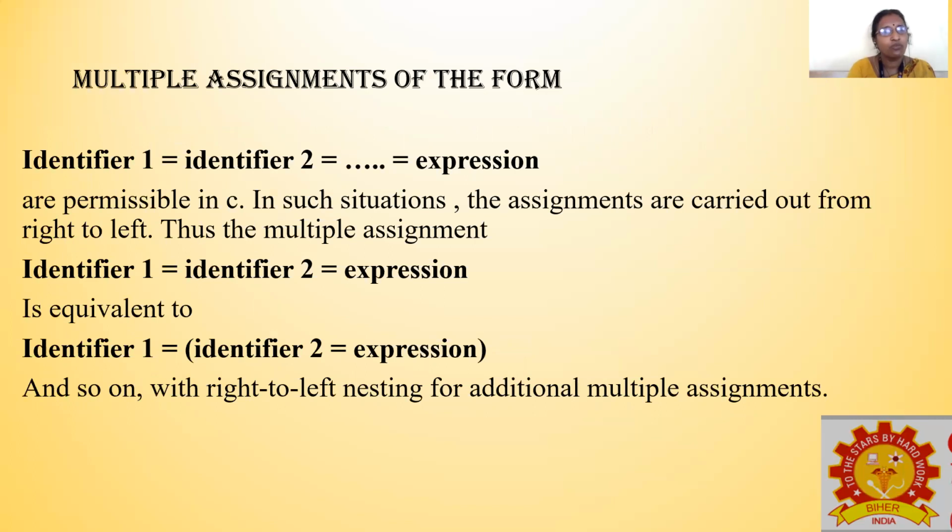Multiple assignments of the form identifier1 = identifier2 = expression are permissible in C. In such situations, as we have seen, assignments are carried out from right to left. Identifier1 = identifier2 = expression is equivalent to first assigning the expression to identifier2, and so on with right to left nesting for additional multiple assignments.